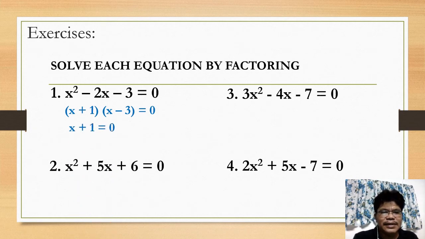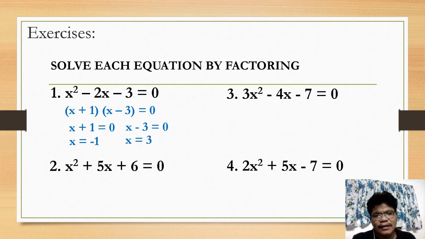It becomes now x plus 1 equals 0. The other one is x minus 3 equals 0. So what do you think the value of x? So the value of x is negative 1 and the value of x is 3. Now, how about in number 2? What do you think the divisible factor of x squared plus 5x plus 6 equals 0? So you may observe the last term is positive but the value of a is 1. So meaning you're going to determine now the possible factors of 6 wherein the sum is positive 5x.